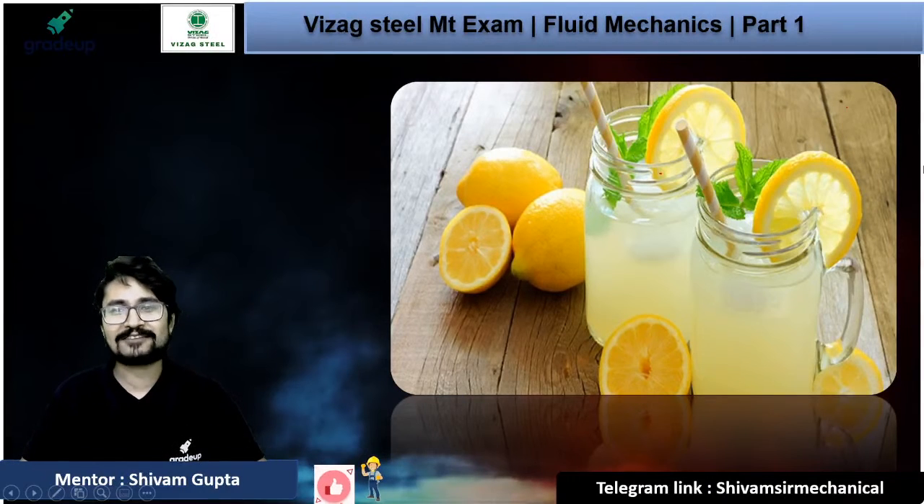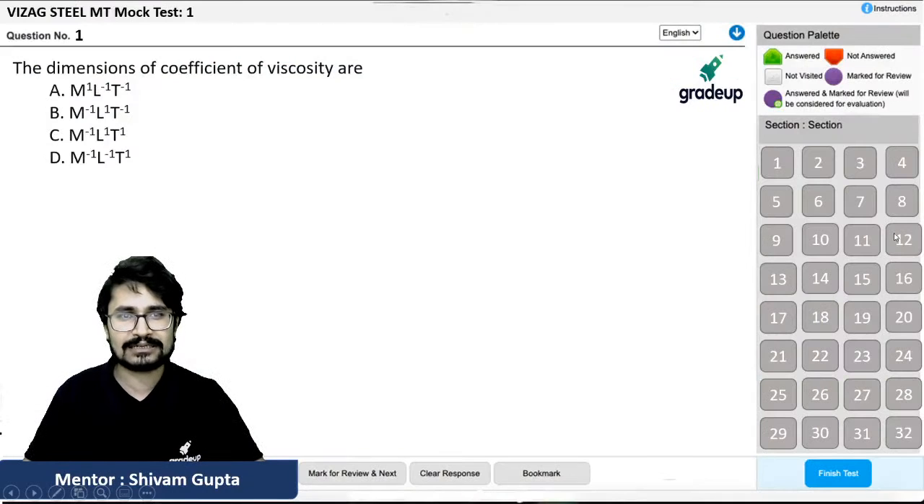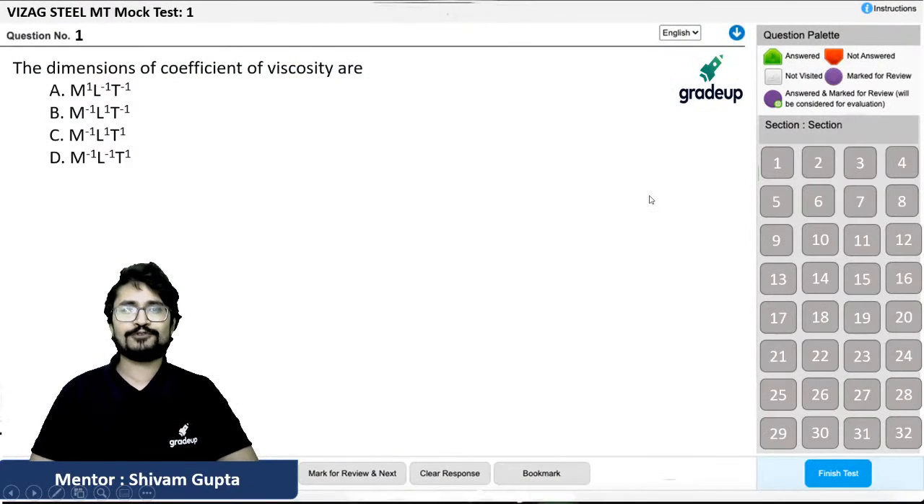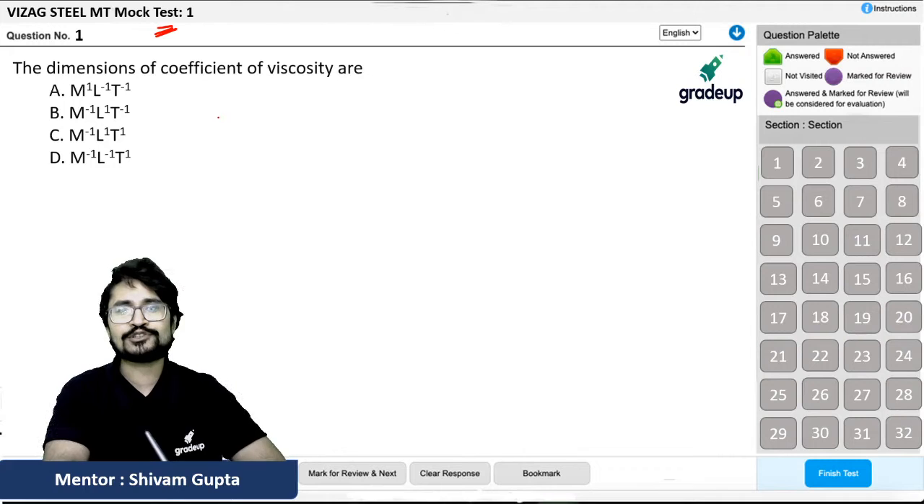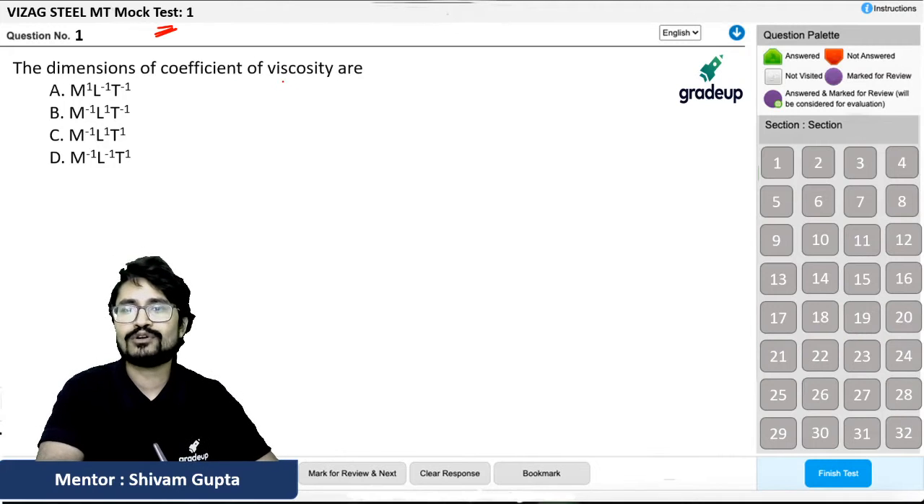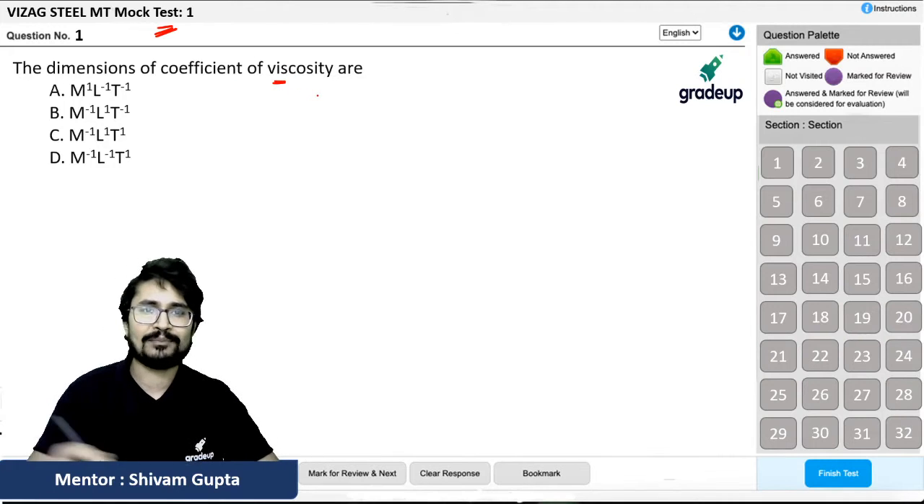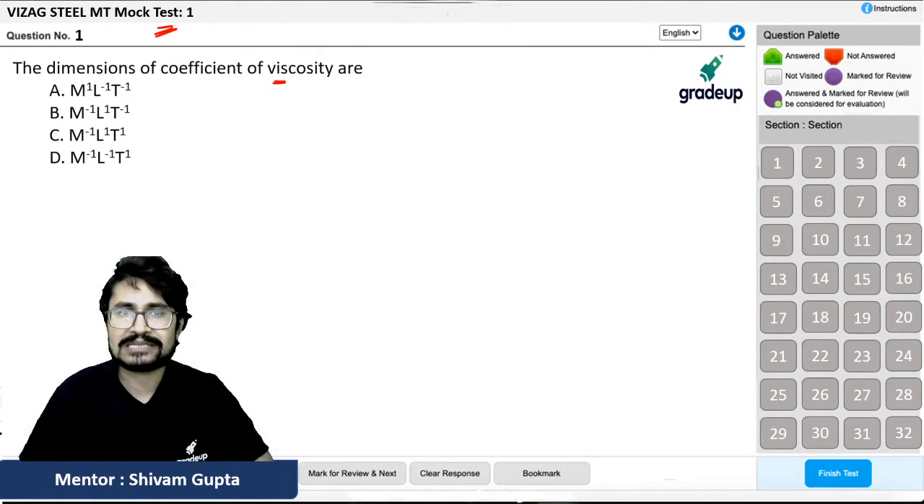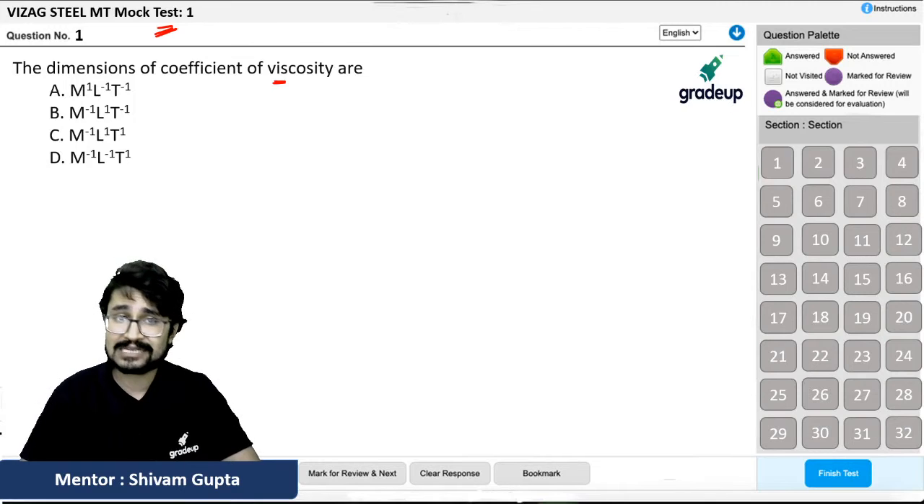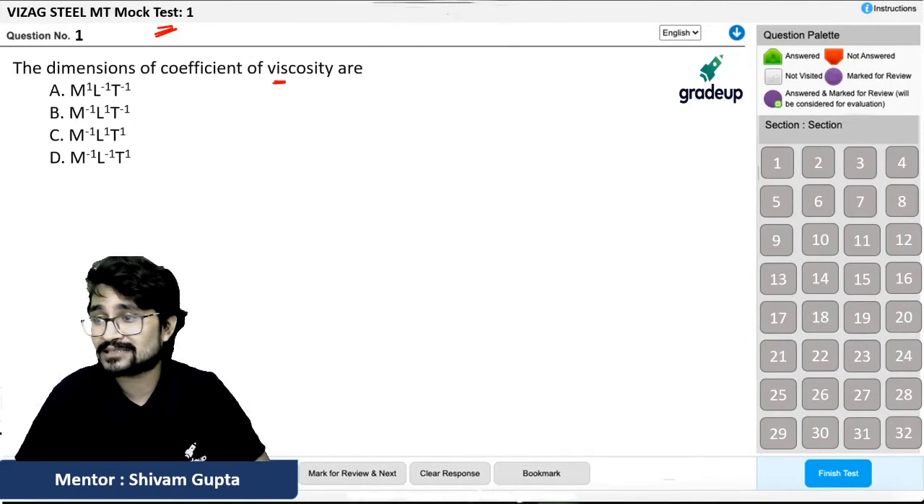So let's start with the questions, and we will have a real-time experience of this. Question number 1 for the Vizag Steel MT mock test is here, and question number 1 is: the dimensional formula for the coefficient of viscosity is? The options are ML^-1 T^-1, M^-1 L T^-1, and M^-1 L^-1 T^-1. What will be the answer for this question?